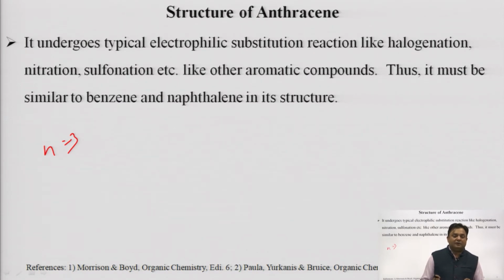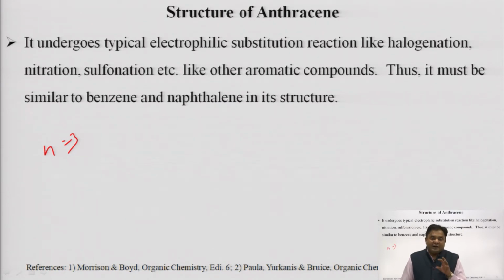when it undergoes reactions, because of the presence of an electron cloud above and below the plane of the anthracene. Why are electron clouds present? Because there are 14 carbons in the structure of anthracene, and each carbon is sp2 hybridized. sp2 hybridized means it is a planar molecule.